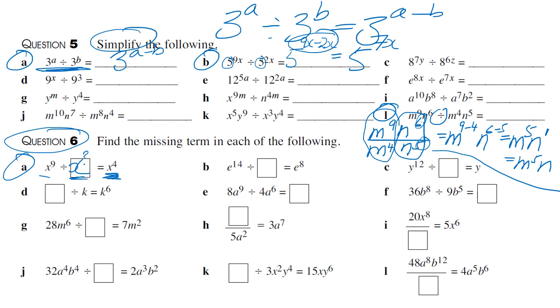If we divide, we're going to minus the powers, right? So 9, take away something will give me 4. What would that something be? That something has to be 5, right? Because x to the power of 9 divided by x to the power of 5 is the same as x to the power of 9 take 5, which is x to the power of 4. So your answer has to be x to the power of 5.